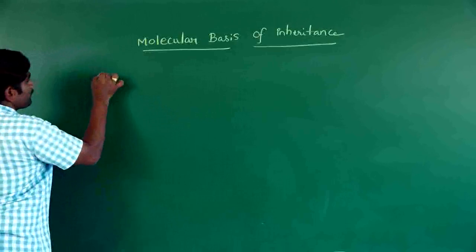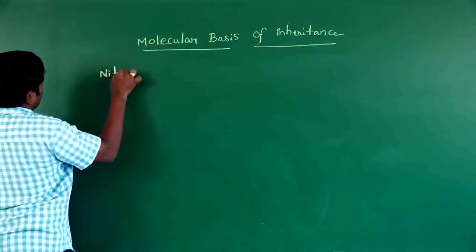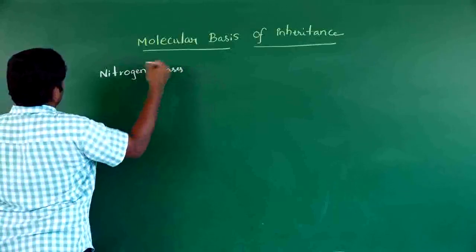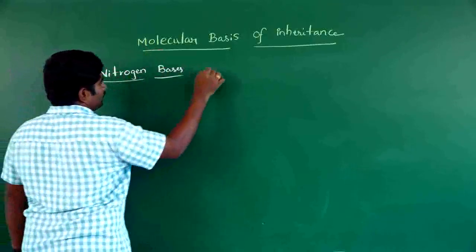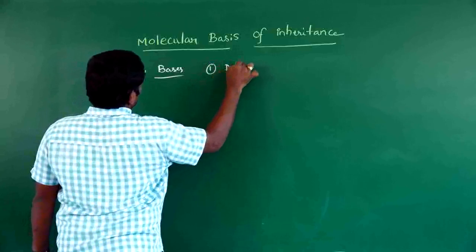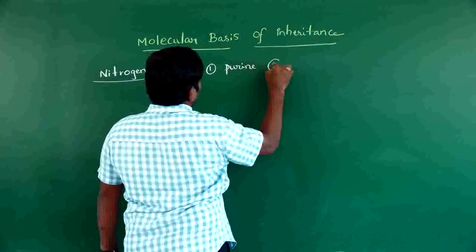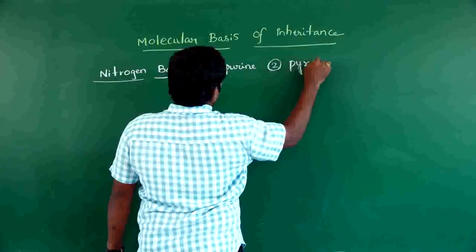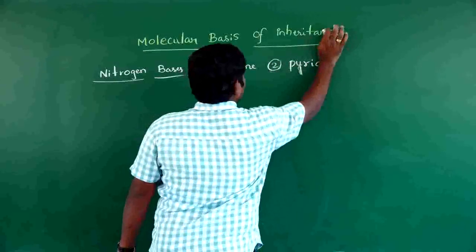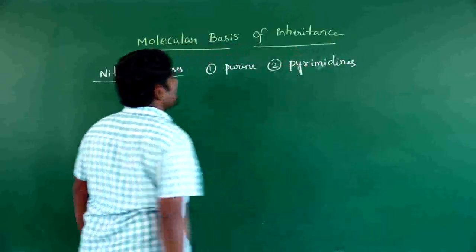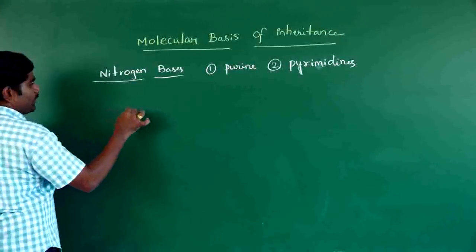Now let us see nitrogen bases. Nitrogen bases are of two types. The first one is purines and the second one is pyrimidines. Purines and pyrimidines. First, let us see purines.